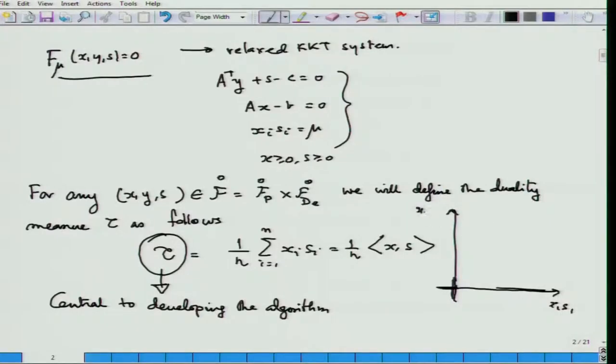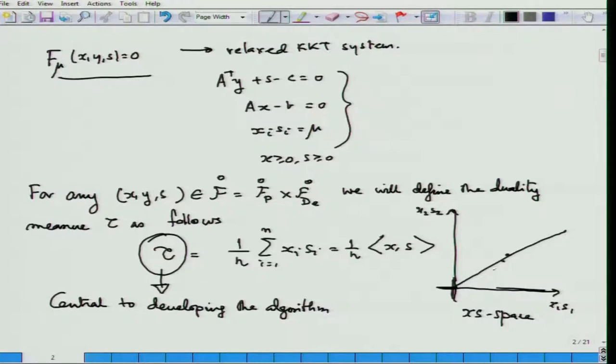x1 s1, x2 s2. Now, any point on the central path would be projected back on this path in the xs space. So, unless the point x1 s1 or x2 s2, x3 s3, whatever that x and s, lie on the central path, xs would not be equal to mu. So, the excess point would not be on this straight line.